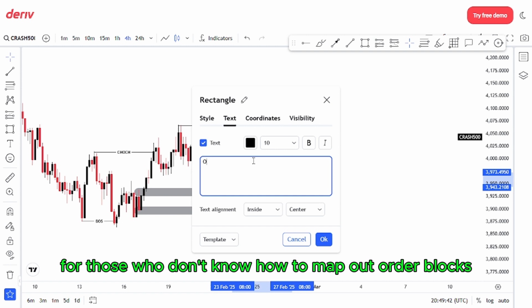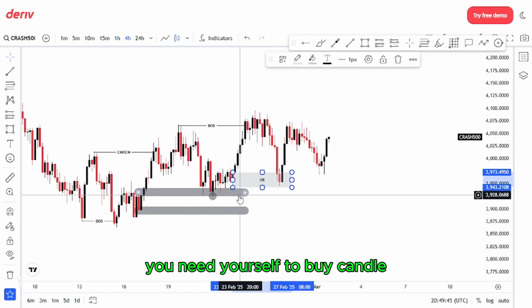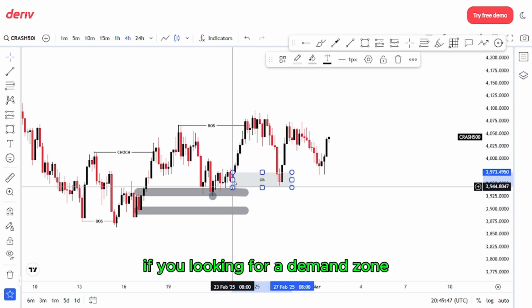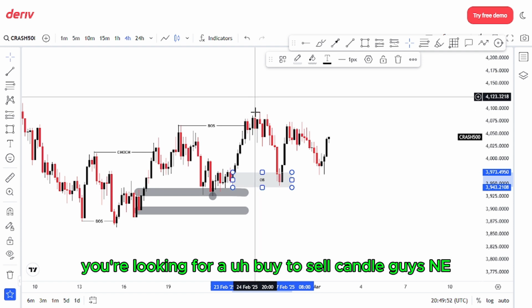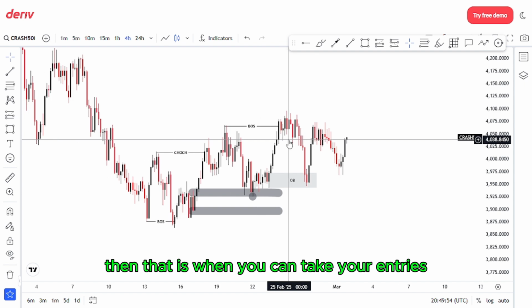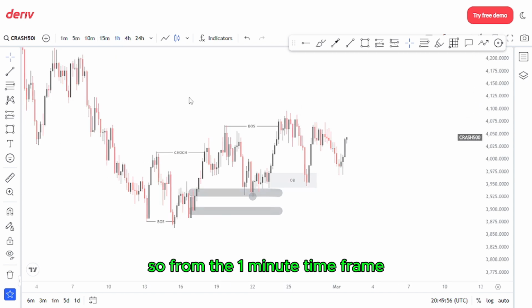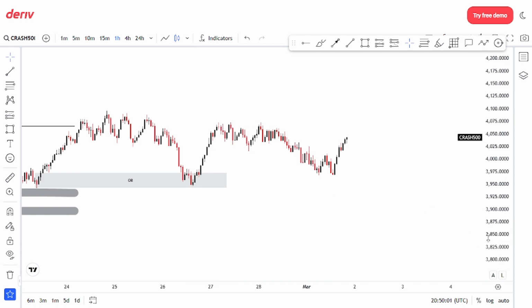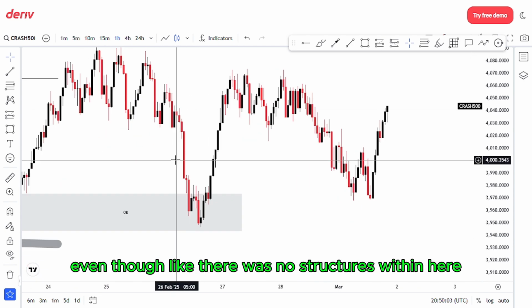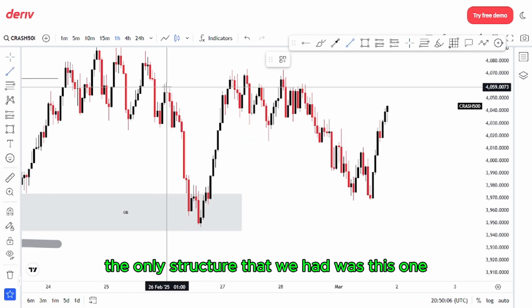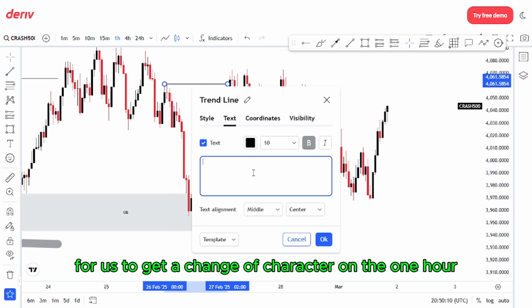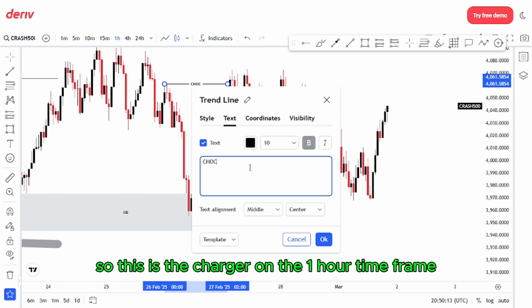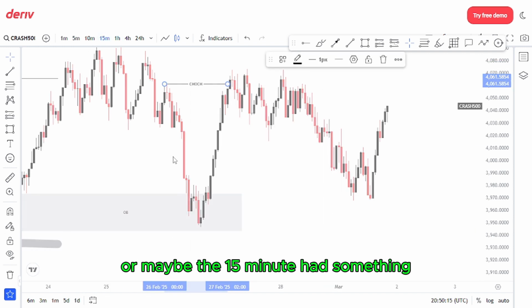For those who don't know how to map out order blocks, you need your sell to buy candle if you're looking for a demand zone, and then for a supply zone, you're looking for a buy to sell candle, guys. Then that is when you can take your entries. So from the 1 hour time frame, you can obviously see that the market pushed up, even though there were no structures within here. The only structure that we had was this one for us to get a change of character on the 1 hour, guys.